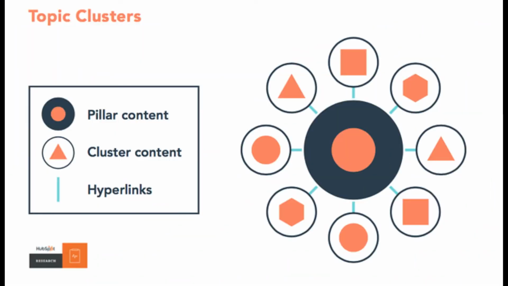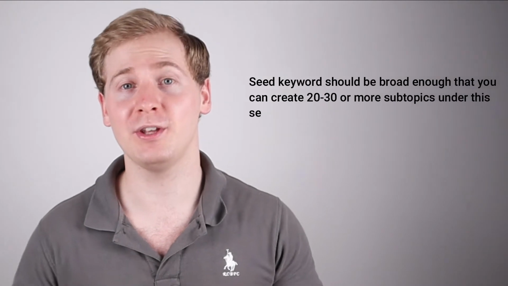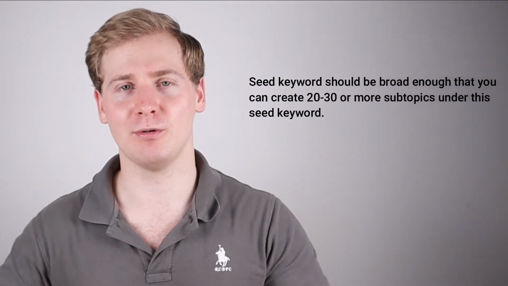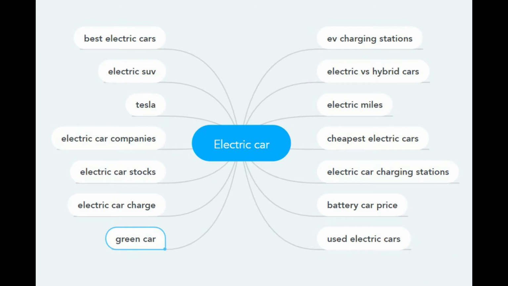Just think of the seed keyword as a broad topic you want to own in the SERP. The reason why is because you want to focus on creating topic clusters. I will not go into many details about topic clusters, but simply said, your seed keyword should be broad enough so you can create an additional 20 to 30 posts under the seed keyword as subcategories. Here is an example of a topic cluster based on the keyword electric car being the seed keyword. With that being said, here are some of my favorite ways to generate seed keyword ideas.